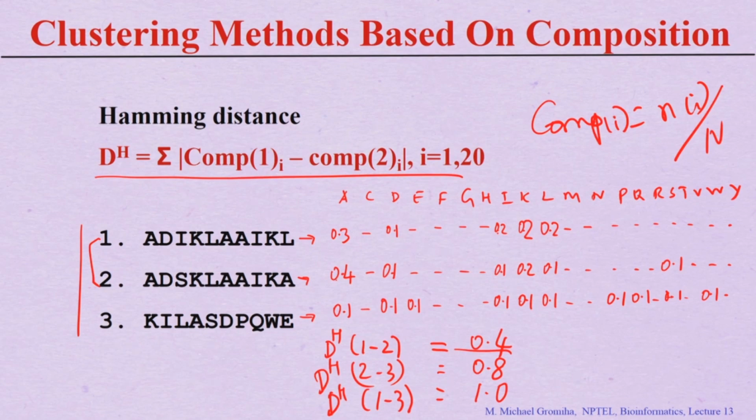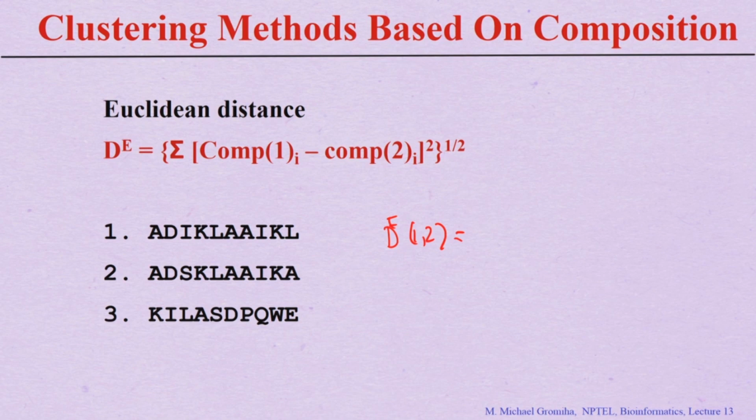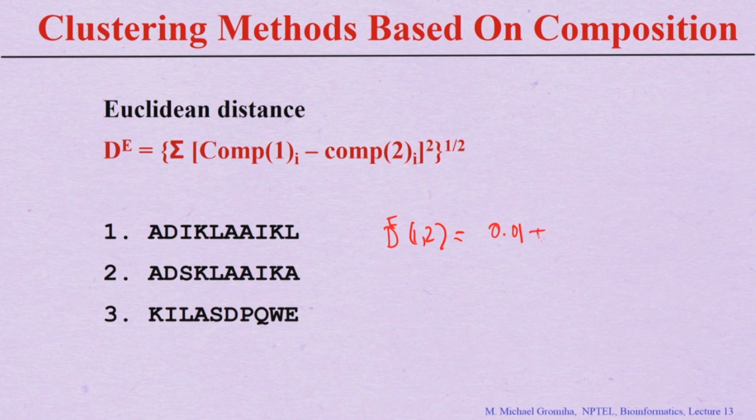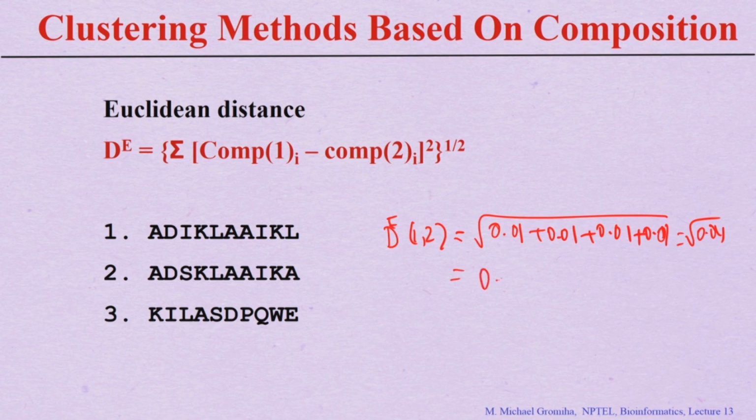You have to get the differences: 0.1, 0.2, 0.3, 0.4, then take the root. 0.1 square is 0.01, plus 0.01, plus 0.01, plus 0.04, and take the root, which equals 0.2. This is d e of 1 comma 2.